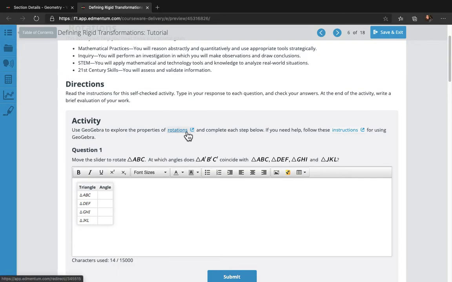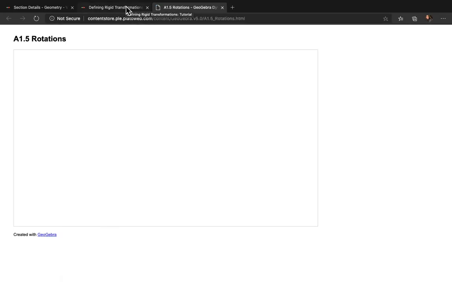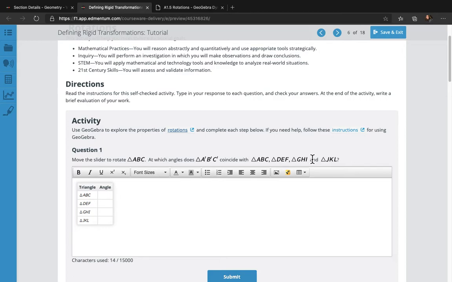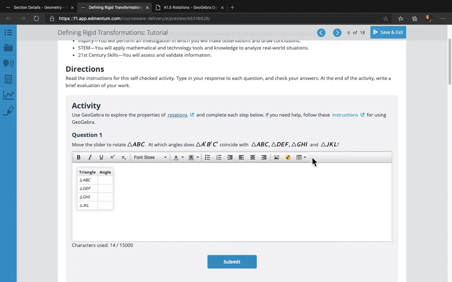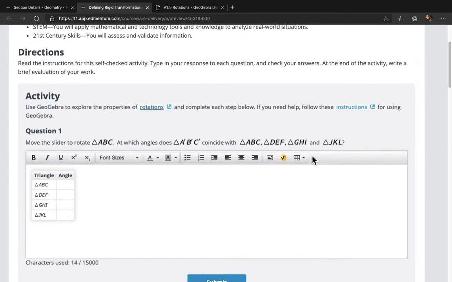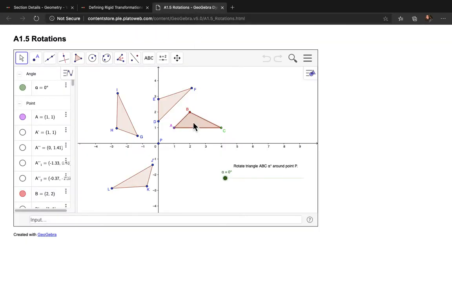So again, you're going to use the GeoGebra activity, so just click on that. There's a total of 5 problems and we're just going to go ahead and answer them. Looking at question 1, it says move the slider to rotate your triangle ABC, and you want to identify when the final image coincides with these following triangles. So I'm going to start off with triangle ABC, and I'm going to rotate it to identify when it overlaps on this triangle, which is DEF.